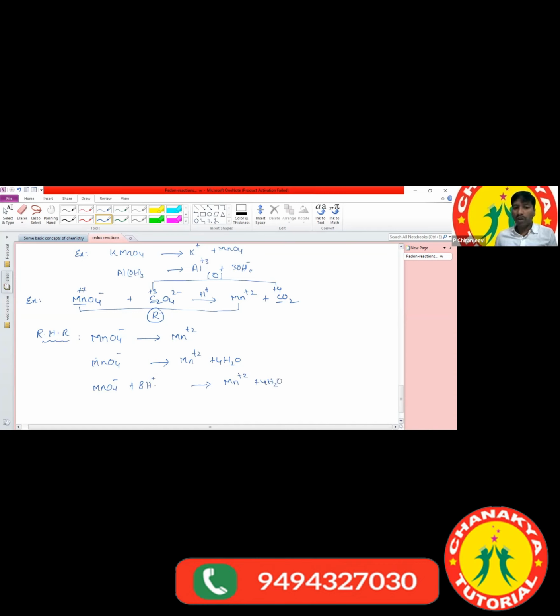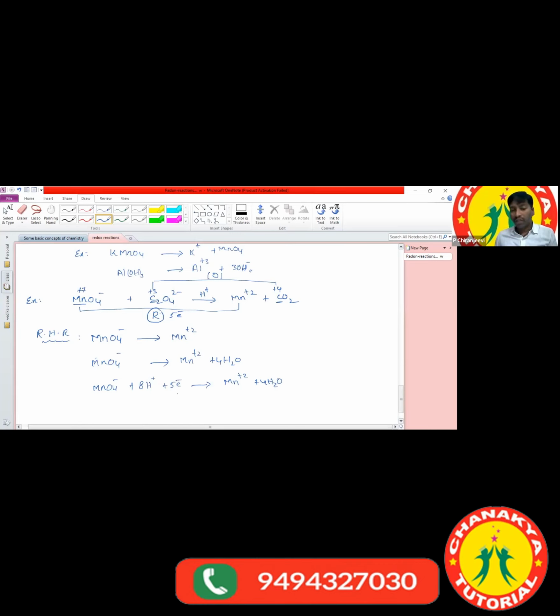Now, if you see, the number of hydrogens, oxygen, and manganese, everything is balanced now. Then we have to do the charge balance. How can we do it? Here it is the number of electrons difference between two ions. Here it is +7 and here it is +2. That means the total number of electrons is equal to 5. By gaining 5 electrons, the +7 oxidation number decreases to +2 oxidation number.